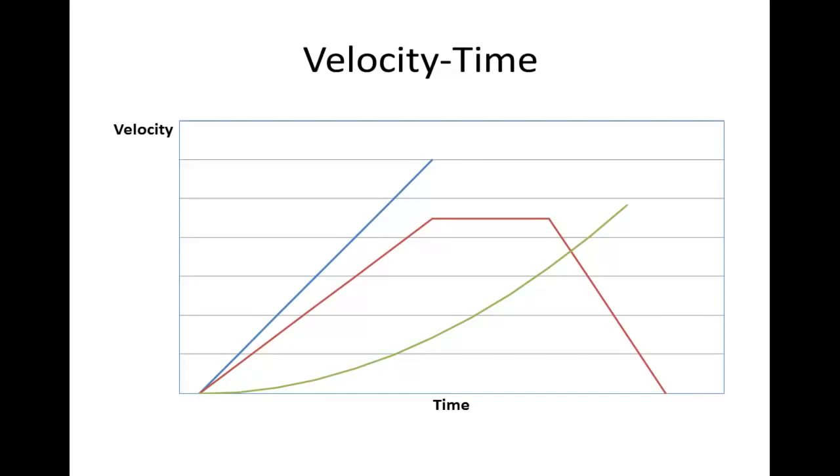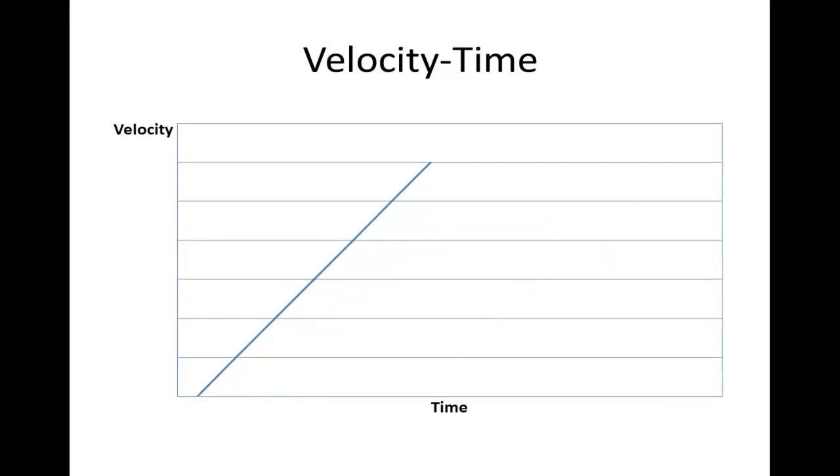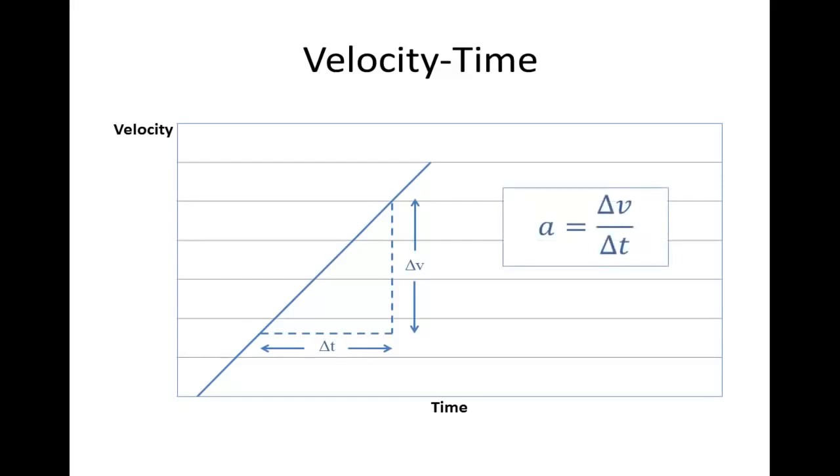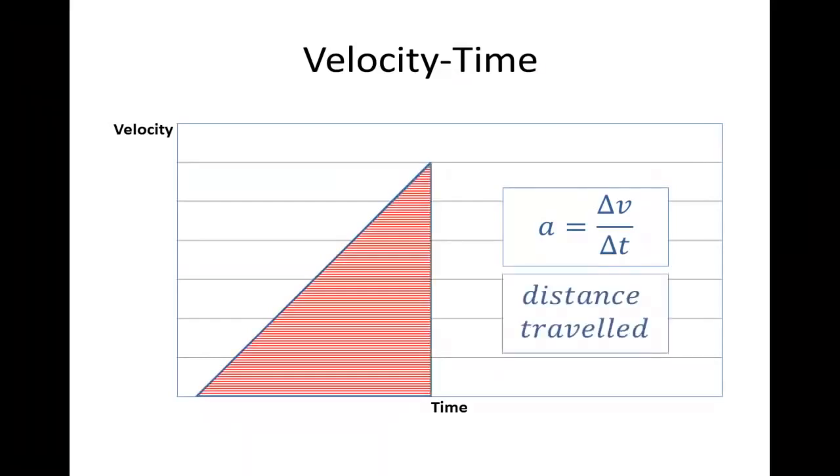But for the purpose of this exercise, we'll take our first example and see how this sort of chart can be useful to us. If we take the gradient of this line, in other words, the change in velocity over the change in time, this tells us the acceleration of that moving body for that measured period. Also, if we measure the area under the line, this tells us the distance traveled by that moving body for that period that is measured.